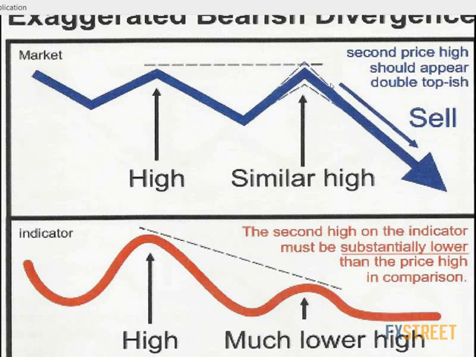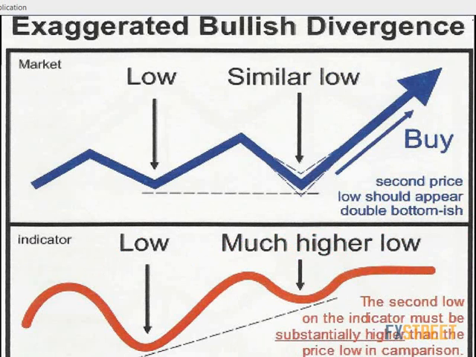Exaggerated bullish divergence appears very close to the price bottom, and the characteristic of exaggerated bullish divergence is that the price is making a double bottomish look, but the indicator is making a much higher low. Okay?